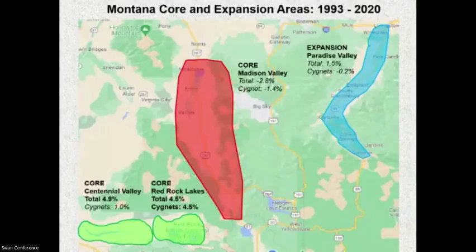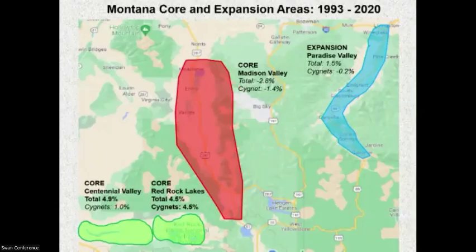So this is the Paradise Valley, which is an expansion area. This is the Madison Valley. And here's Red Rock Lakes, and then the Centennial Valley to the west. If the polygon is green, it's had a positive increasing trend since 1993. If it's red, it's decreasing, with statistical significance. And if it's blue, it's been kind of holding steady since 1993.